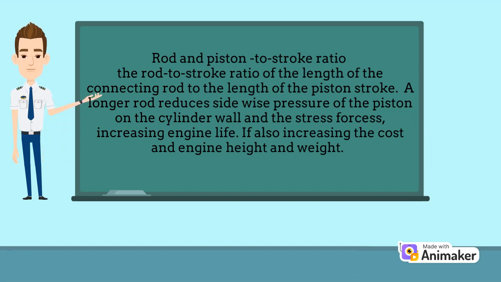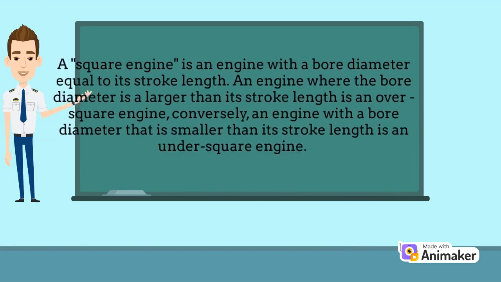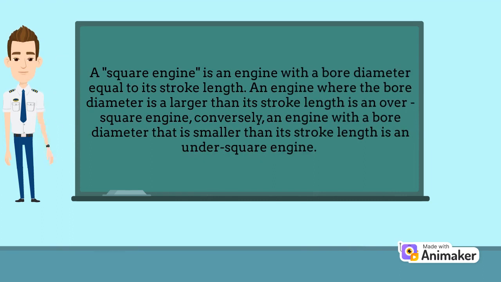The rod to stroke ratio is the ratio of the connecting rod length to the length of the piston stroke. A longer rod reduces sidewise pressure of the piston on the cylinder wall and the stress forces, increasing engine life. It also increases the cost and the engine height and weight. Diameter equal to its stroke length.